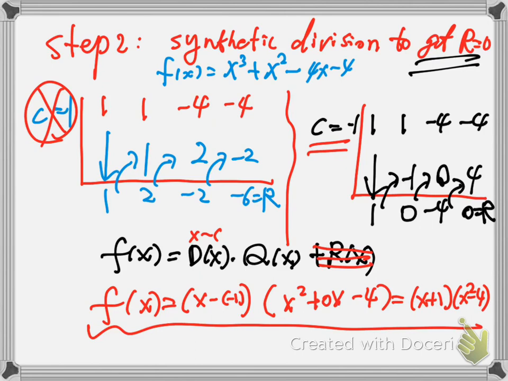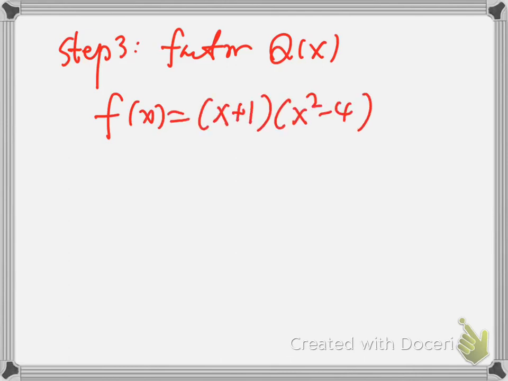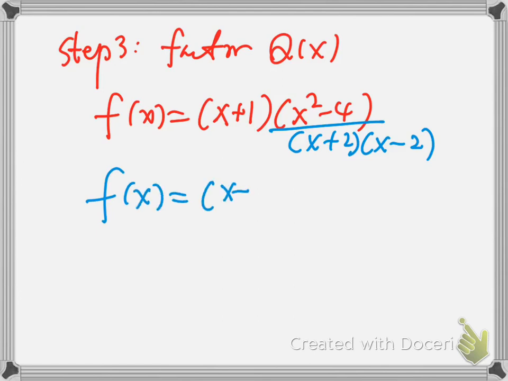Okay, so what's step 3? Step 3, factor q of x. So f of x is x plus 1, x squared minus 4. Now you can use whatever method you know to factor the q of x here. You can use trial and error, special formulas, quadratic formula. So x squared minus 4 is x plus 2 times x minus 2. So f of x is x plus 1 times x plus 2 times x minus 2.